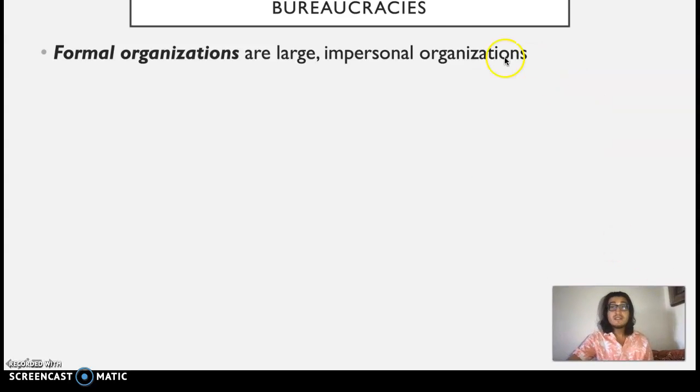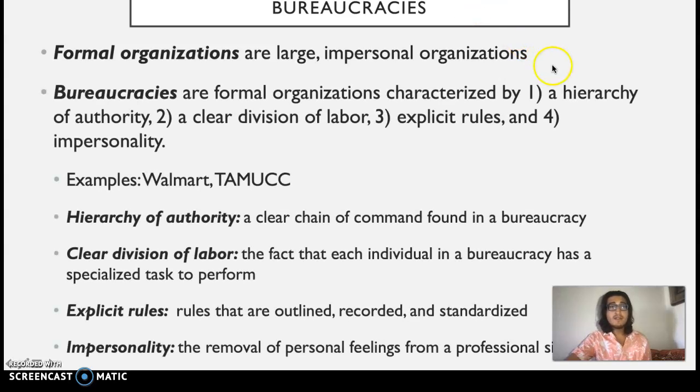All right. So up to this point, we've just been talking about groups in a general sense, but now let's talk about formal organizations. A bureaucracy is a type of formal organization, and formal organizations refer to large, impersonal groups. Think of big corporations, businesses, etc., which would typically be considered formal organizations. Now, like I said, a bureaucracy is a type of formal organization, but it has more specific characteristics.